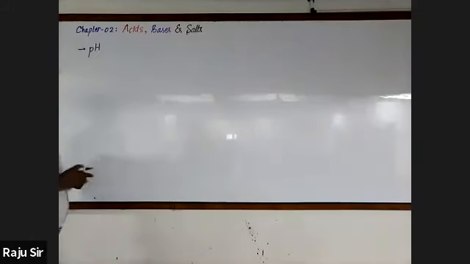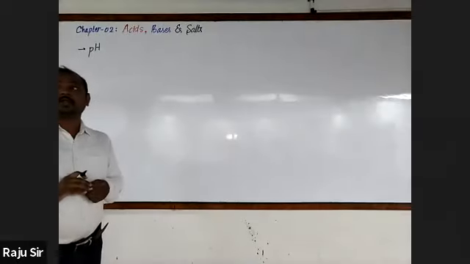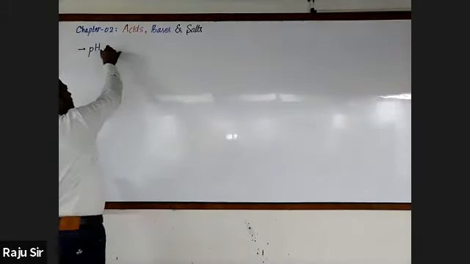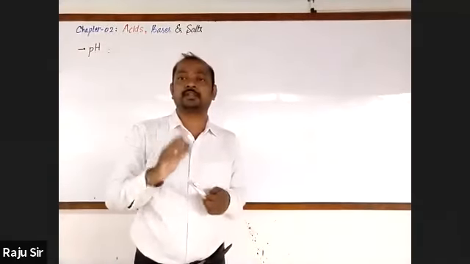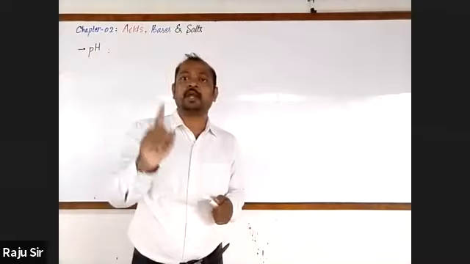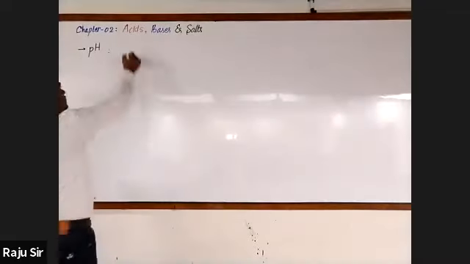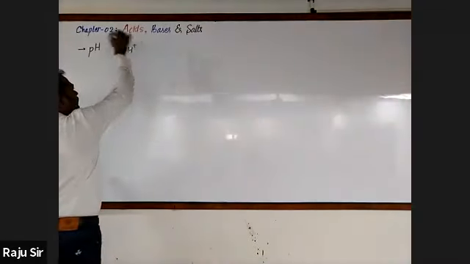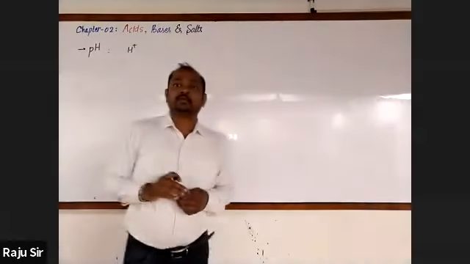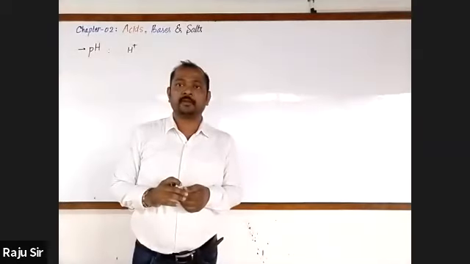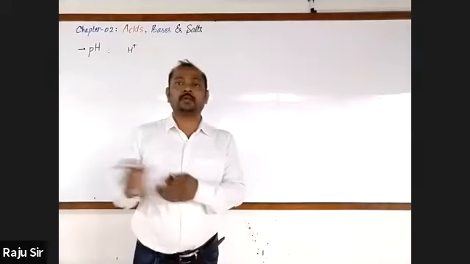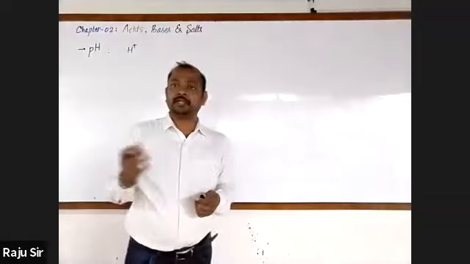And pH is to be written like this: P should be small, and H should be a capital letter. The full form of pH is power of hydrogen ion concentration. The letter P has been taken from the German word potens. And what is the meaning of potens? It is power.